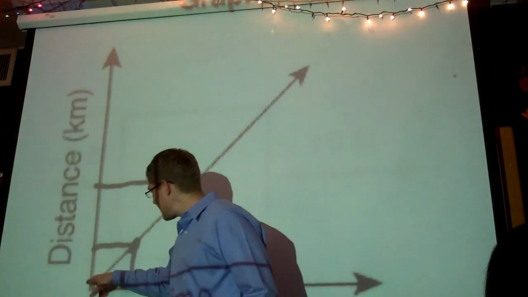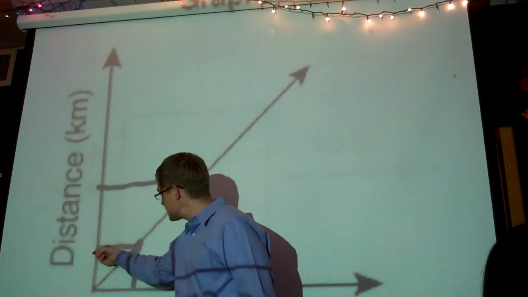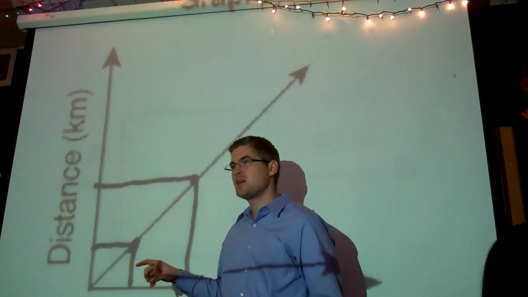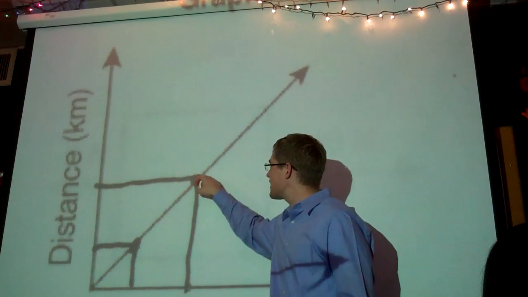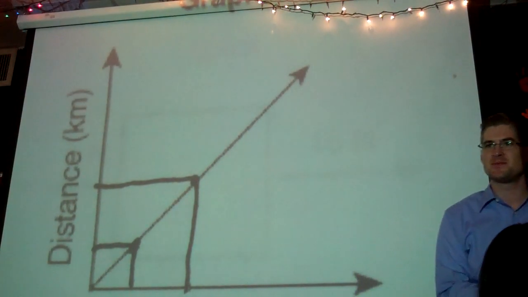Now, let's say I took any point and put a point down and traced it over to the distance and traced it over the time and calculated the speed. If it's a straight line, any point I pick on this entire thing will come up to the same number. Does that make sense? Yeah.